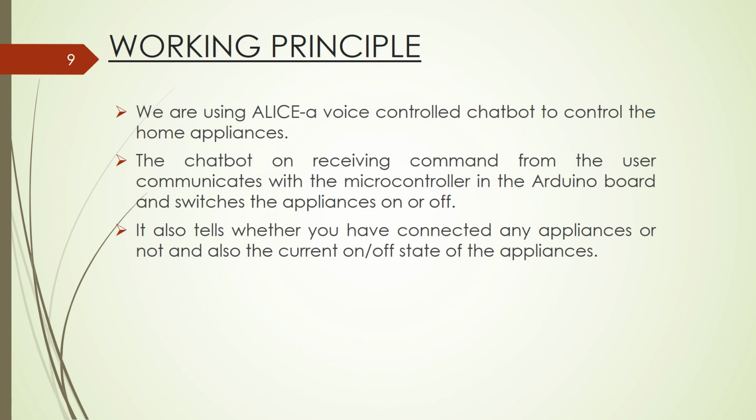Now the working principle, as I told you earlier: we are using Alice, a voice control chatbot, wherein the chatbot sends the command via Bluetooth, Wi-Fi or the internet. It also tells you whether the appliances are connected or not, whether the appliance is switched on or off, and the current status. The main working principle behind this project is the microcontroller of the Arduino boards and the internet. So basically this is an IoT project. This is not simple home automation. This is an Internet of Things project wherein we have combined Bluetooth along with an artificial intelligence based chatbot.